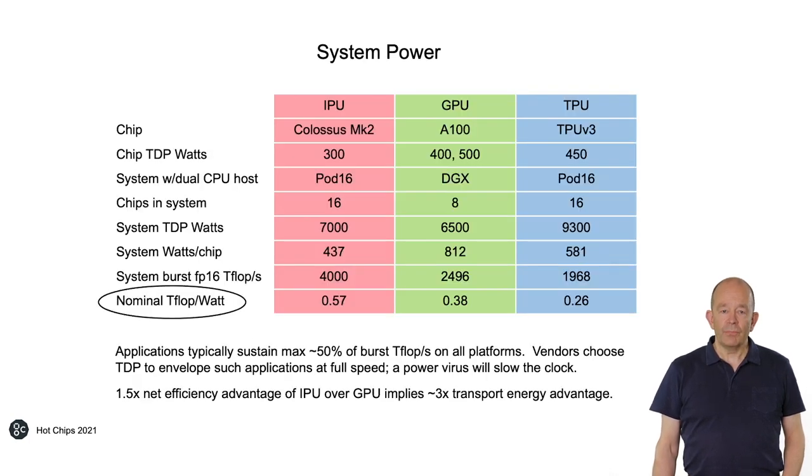At the system level, including host servers, the only easy way to compare the power efficiency of different architectures is to divide peak performance by TDP watts. We ultimately expect these systems to deliver a similar fraction of their peak performance and to use a similar fraction of their TDP, so the ratio should be faithful. On this metric, you can see that IPUs are more efficient than contemporary GPUs and TPUs. This should not be surprising for a distributed SRAM-centric architecture.